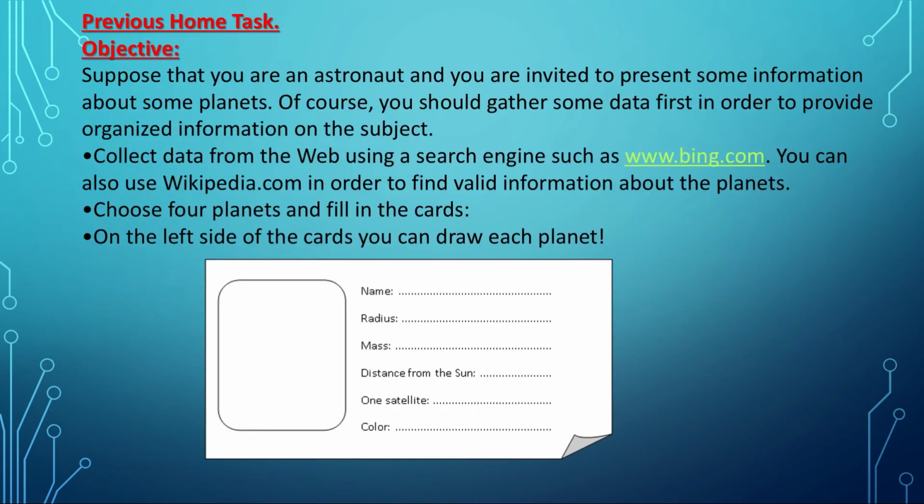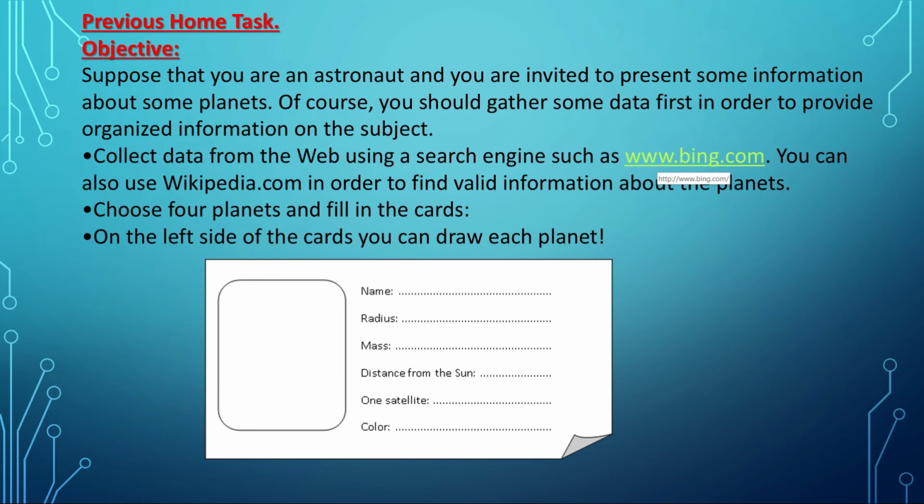The previous homework objective was already given to you. You have to basically search on Google. I'm explaining it again. By using this information, we will be able to create the database: how we can create the database on paper, and how we can create the database on MS Excel. Let's see what the objective was.